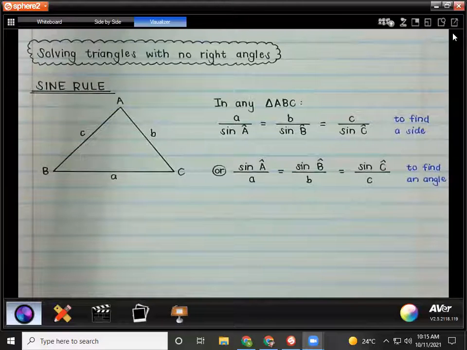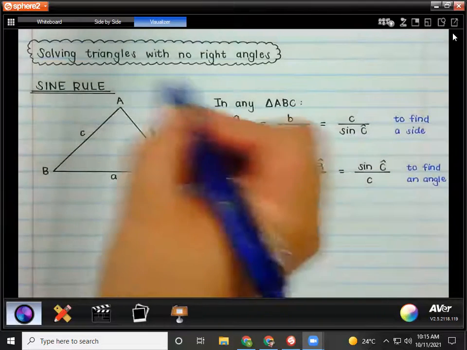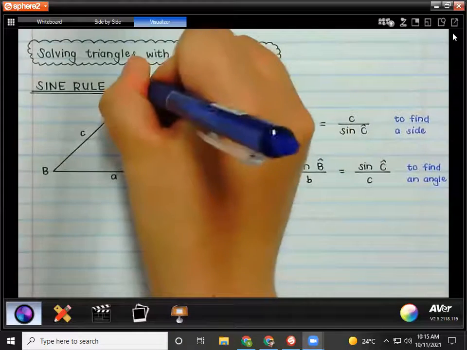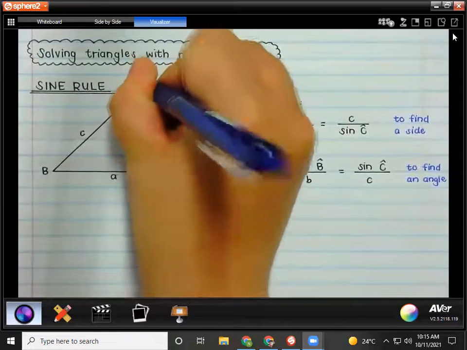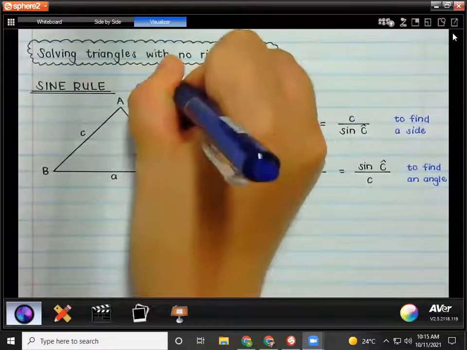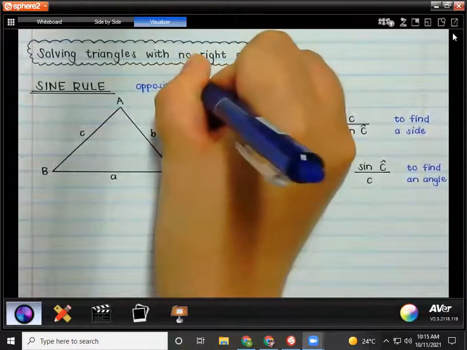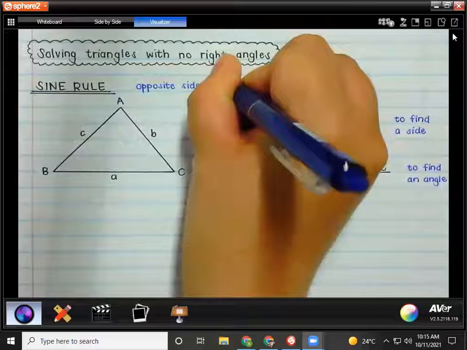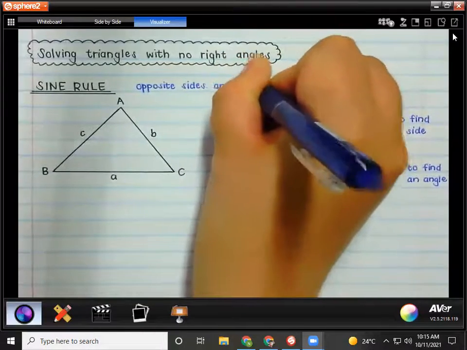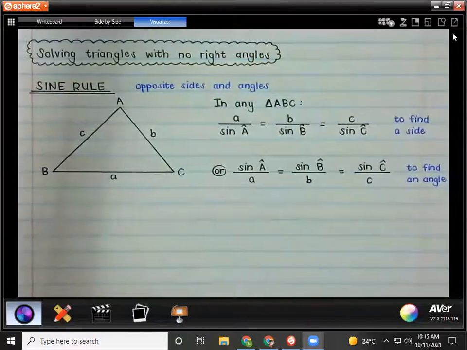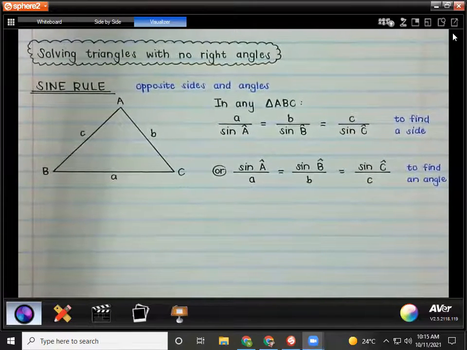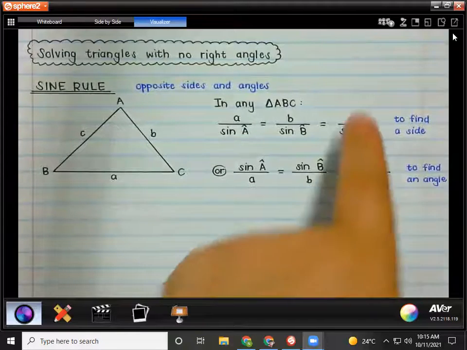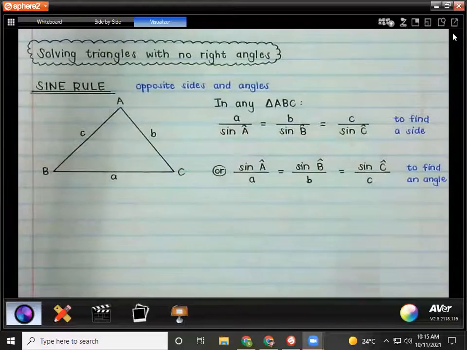All right, guys, the important thing here is that sine rule, so I'm just going to add it here next to the heading, always works with opposite sides and angles. And this rule is something that you can use to either find a side or an angle. Like you can see here, I wrote that if you are finding a side, you're going to use it in that form. If you're finding an angle, you're going to use it in that form.